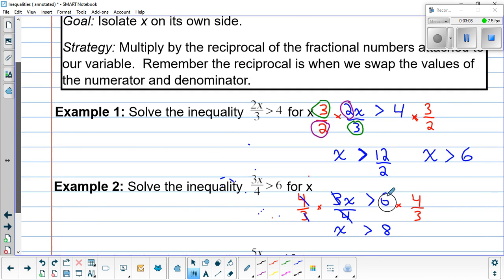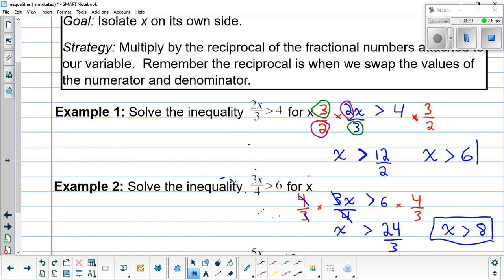Maybe I'll write where I got that from, for some people. x is greater than 8. Right.